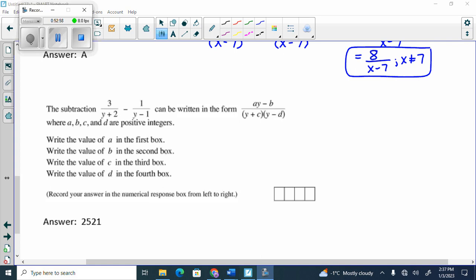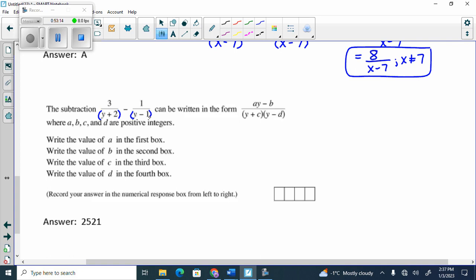So now we have a binomial of y plus 2 and a binomial of y minus 1. Can't take out a GCF. Can't do a difference of squares. They're binomials. They do not match. So when they do not match, these are the easiest questions. When they do not match, just multiply them by each other.